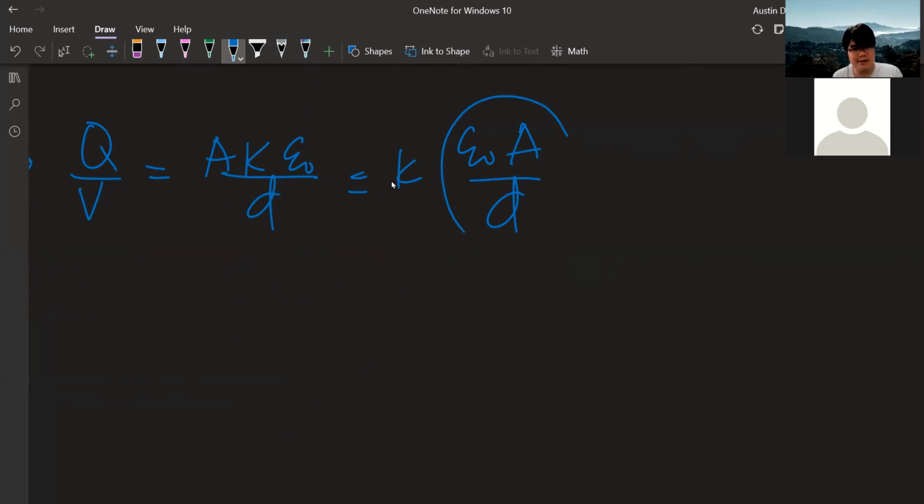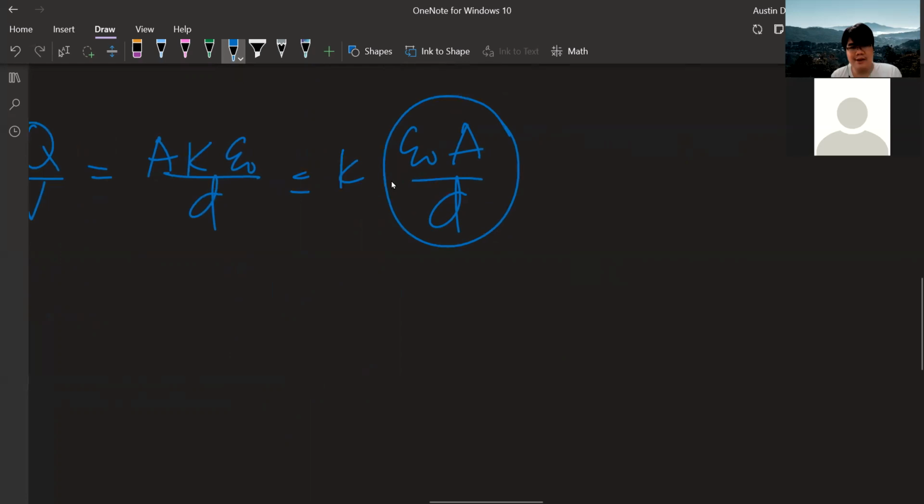So this part is what we know to be the capacitance of the parallel plate capacitor without the dielectric. So this is just K C naught. And this is what we know. May formula tayo nito.